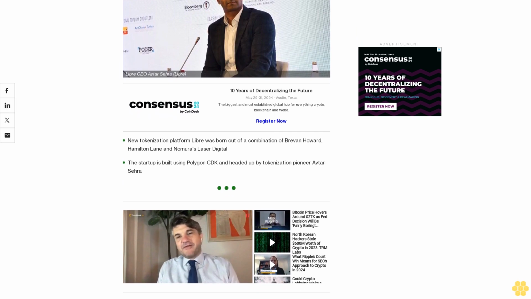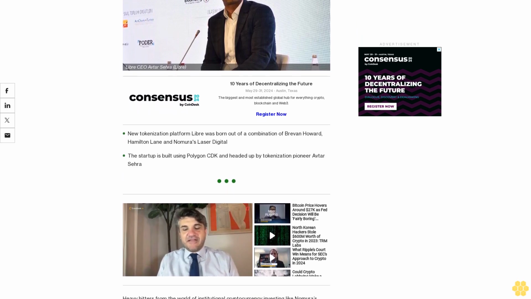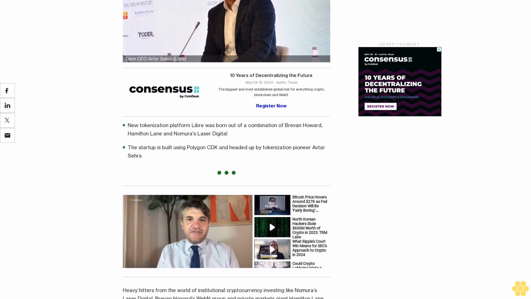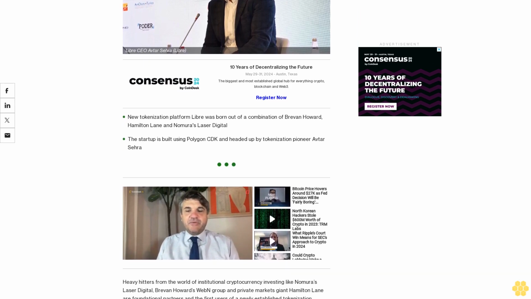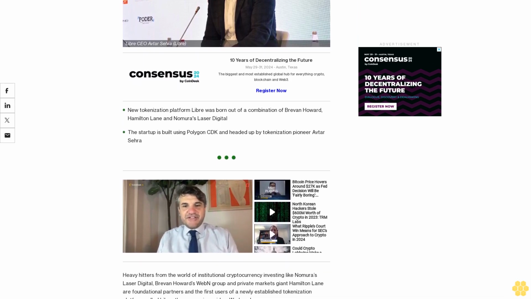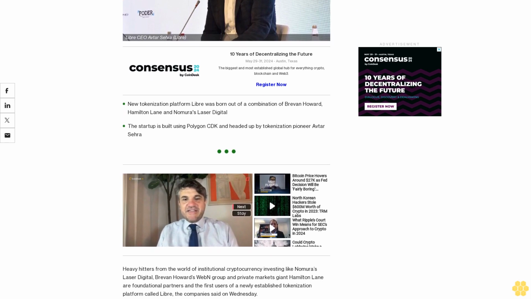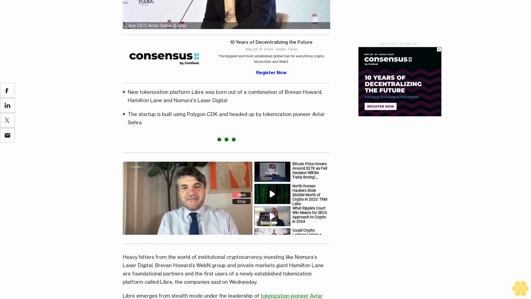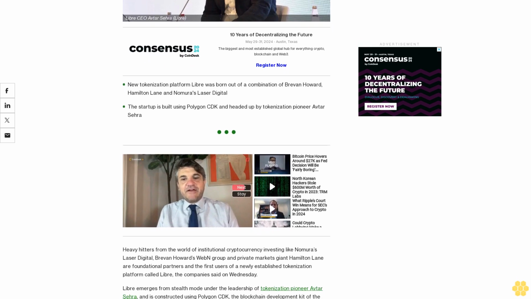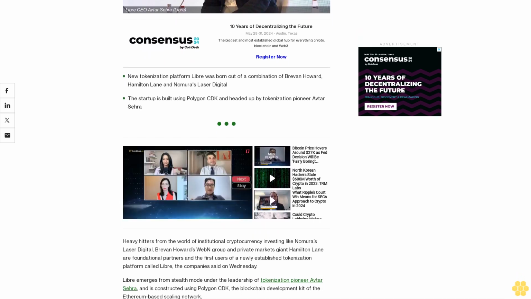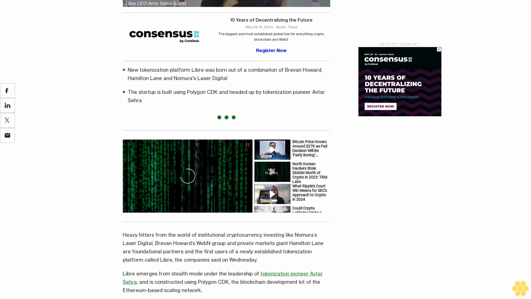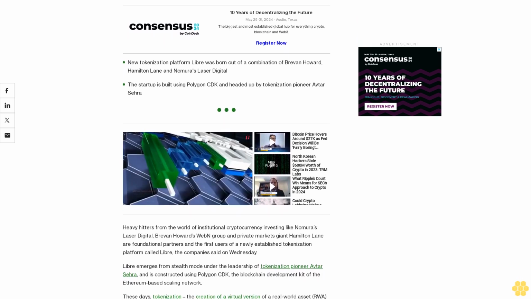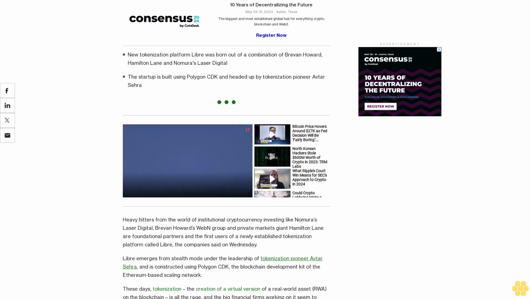Heavy hitters from the world of institutional cryptocurrency investing like Nomura's Laser Digital, Brevan Howard's WebN Group and private markets giant Hamilton Lane are foundational partners and the first users of a newly established tokenization platform called Libre, the company said on Wednesday. Libre emerges from stealth mode under the leadership of tokenization pioneer Avtar Sehra and is constructed using Polygon CDK, the blockchain development kit of the Ethereum-based scaling network.